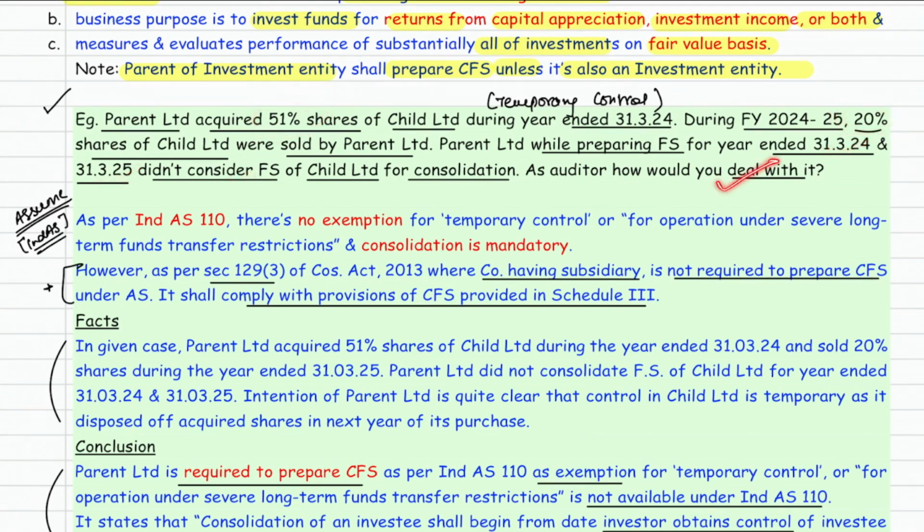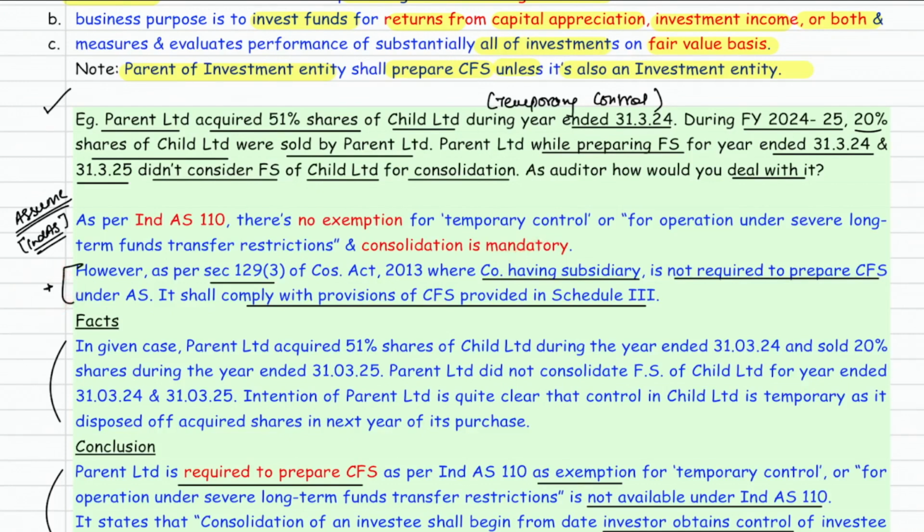How will you deal with it? So you just need to mention, as per Ind AS 110, there is no exemption for temporary control or LTFTR, long-term fund transfer restriction, and consolidation is mandatory. Then add just one extra point.